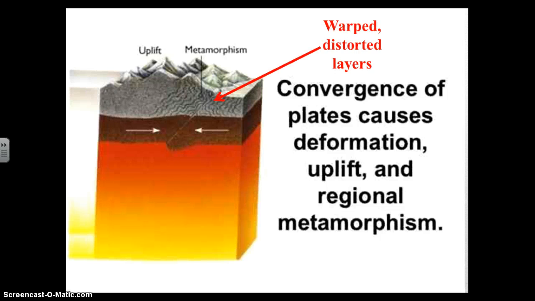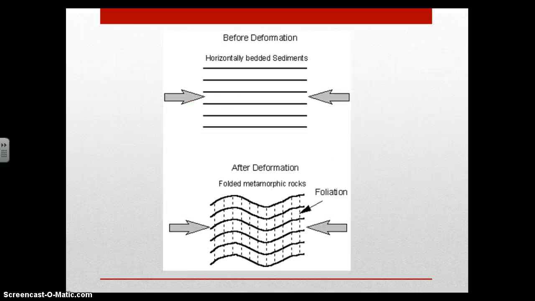So warped, distorted layers. This is why you see these crazy bands in a lot of metamorphic rocks. The real big difference between sedimentary rocks and metamorphic rocks and their bands is that metamorphic rocks will tend to have wavy lines in their foliation. Before deformation, horizontal bedded sediments are usually straight across. This would be like a sedimentary rock. After it, it becomes these wavy bands.